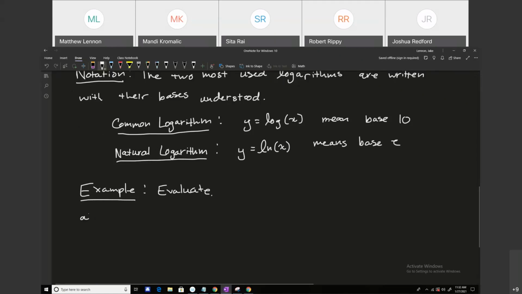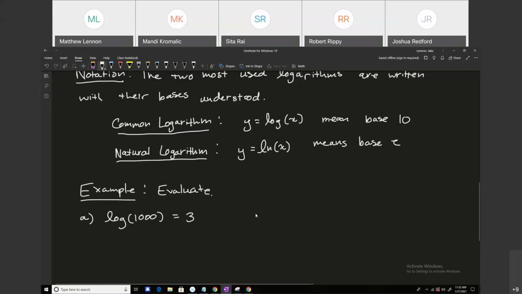So let's say we have the log of 1,000. 10 to what power makes 1,000? Powers of 10 are easy because basically you're just counting zeros. So 10 to the third power would make 1,000. So this is 3.